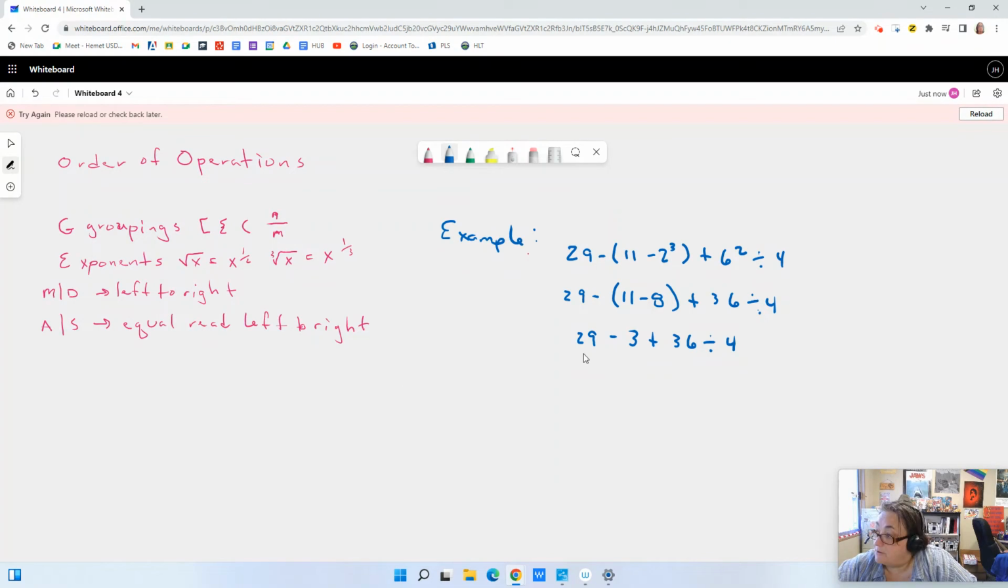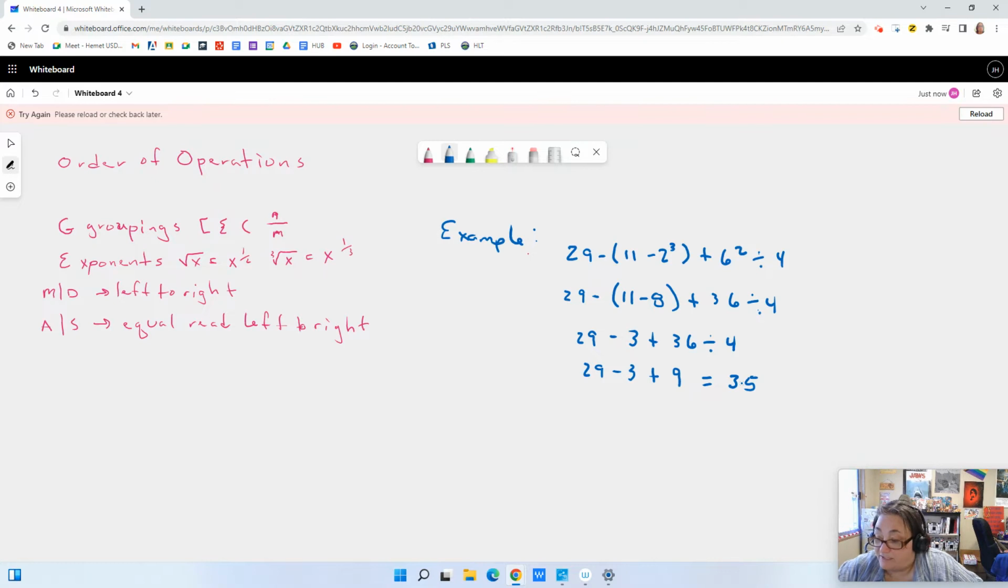So the first thing that we come across, we don't have any multiplication here at all, but we do have division at the end. So we've got this 36 divided by 4. So we wind up with 29 minus 3. 36 divided by 4 is 9, and it's positive because these are all positive. So I have 29 minus 3, which is 26, plus 9 equals 35. Does that make some sense in how you would deal with problems like this?